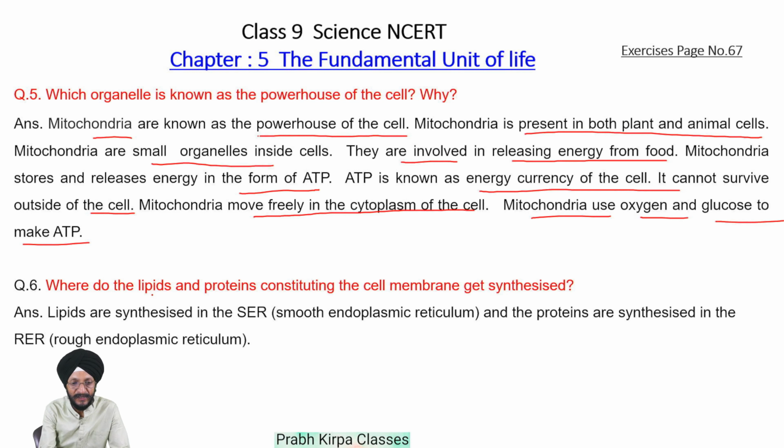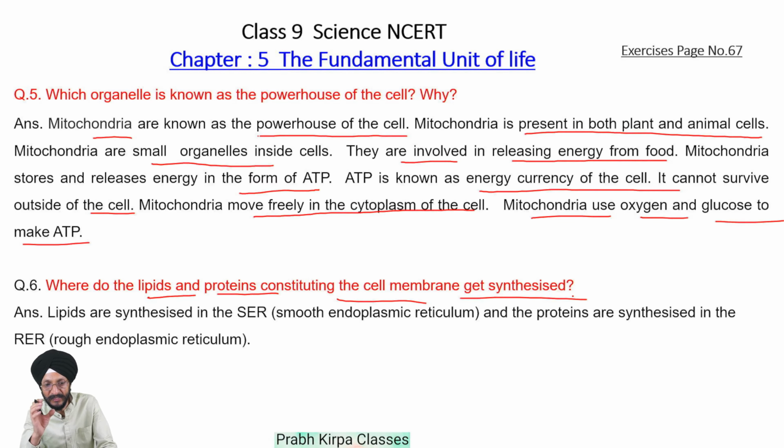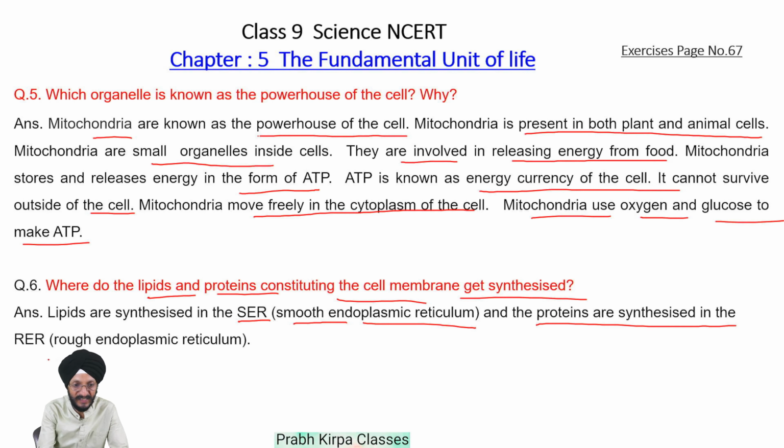Next question. Where do lipids and proteins constituting the cell membrane get synthesized? As already told, the cell membrane is composed of lipids and proteins. Now the question arises, where are these two substances synthesized? Lipids are synthesized in the SER, smooth endoplasmic reticulum, and the proteins are synthesized in the rough endoplasmic reticulum.